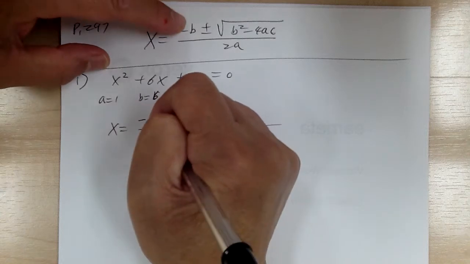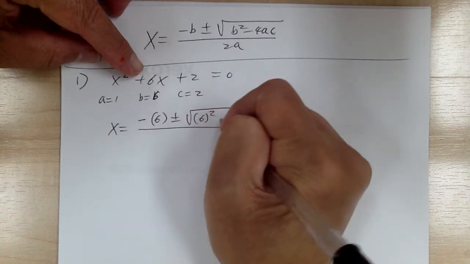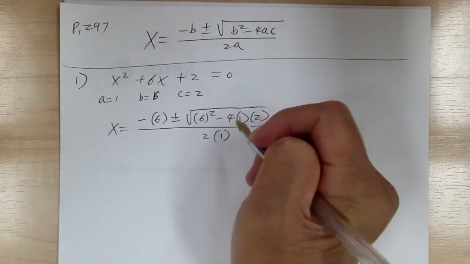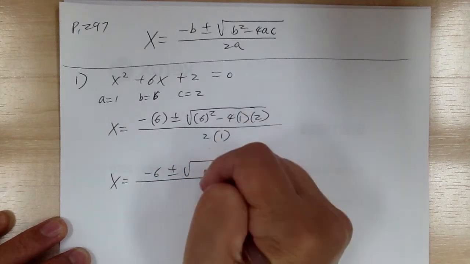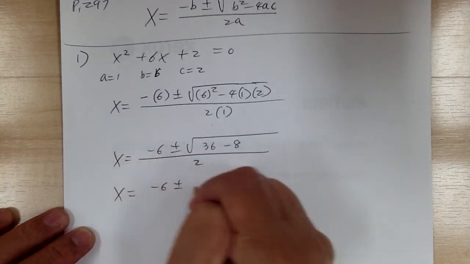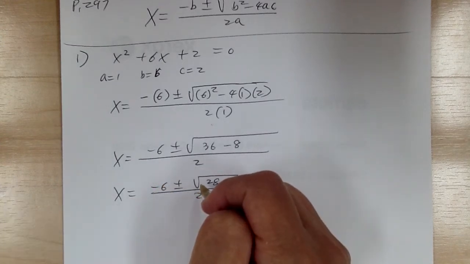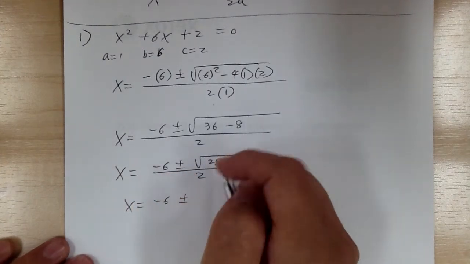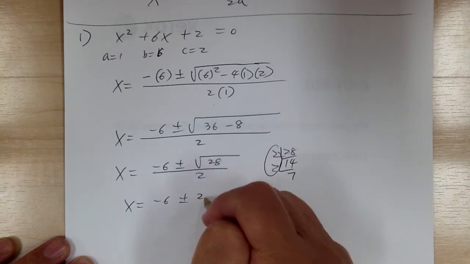So negative b plus or minus, and whenever you substitute, put in parentheses. So b squared minus 4ac over 2a. Then after that, go and simplify. So x equal to negative 6 plus or minus square root of 36 minus 8 over 2. So x will equal negative 6 plus or minus square root of 28 over 2. And you simplify, so 28, you go off to the side, you simplify. So this comes out to be 2 square root of 7.